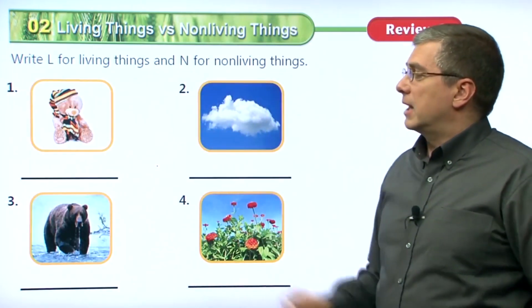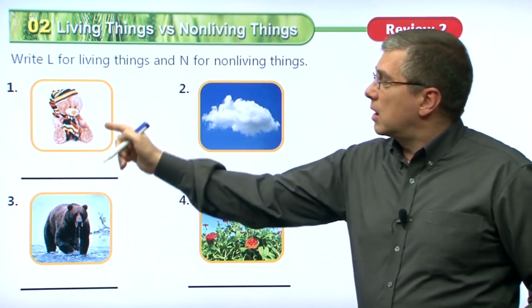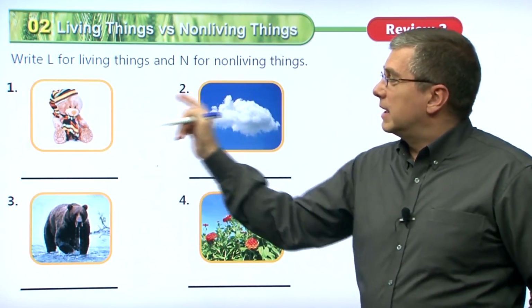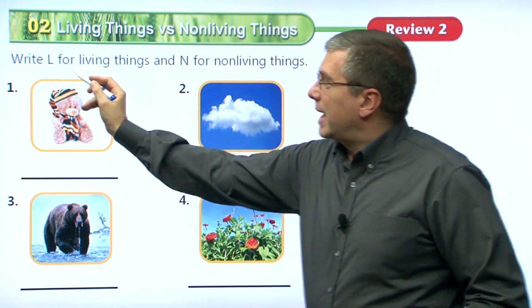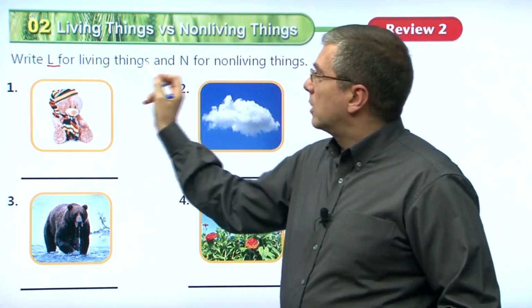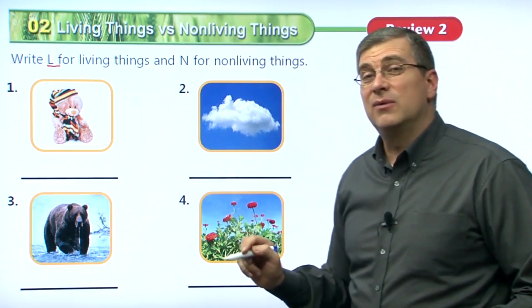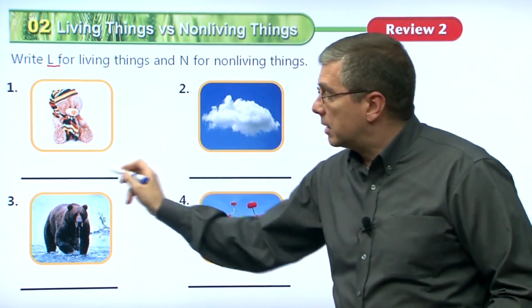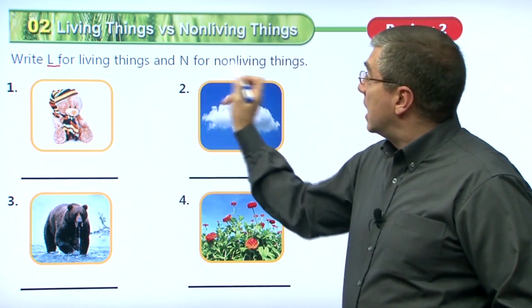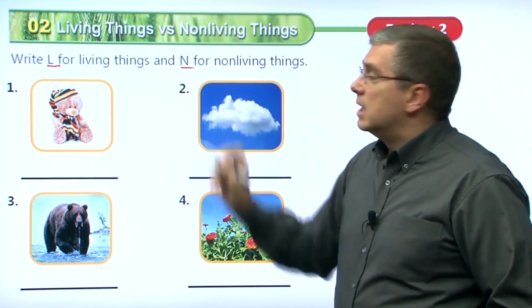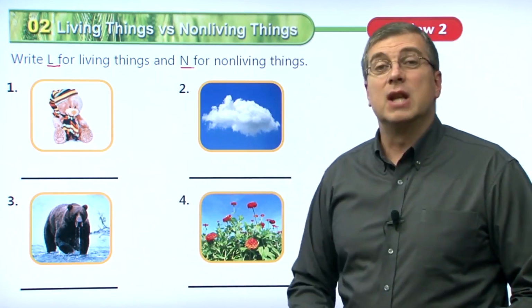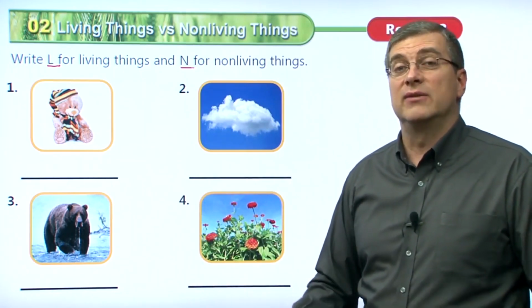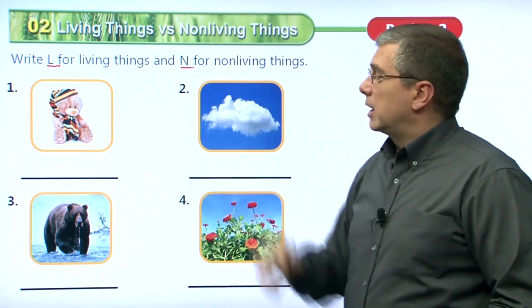Here we have kind of an exercise where we need to talk about whether these things are living or non-living. What we need to do is write L for living things. So if it's alive, if it's living, write L in the blank. If it's not living, write N, non-living. So write N in the blank if it's not alive. It's not living, non-living.